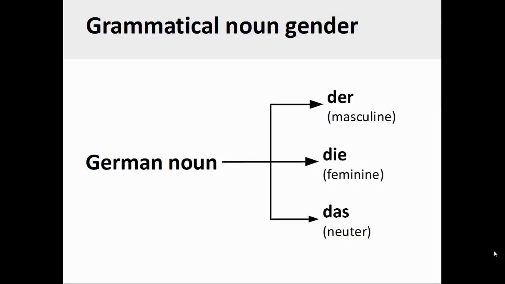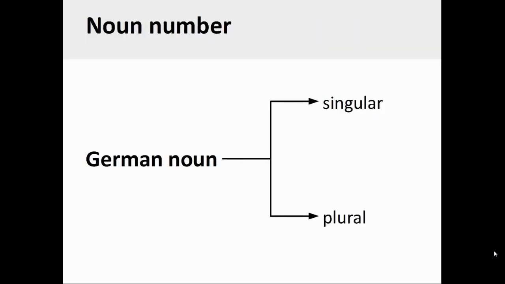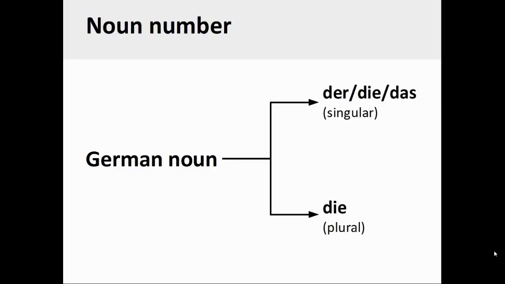The grammatical gender of a German noun determines its definite article. Masculine nouns have the definite article der. Feminine nouns have the definite article die, and neuter nouns have the definite article das. As in English, German nouns can also be singular or plural. However, plural German nouns, unlike German singular nouns, do not manifest any gender, and their definite article is always die.